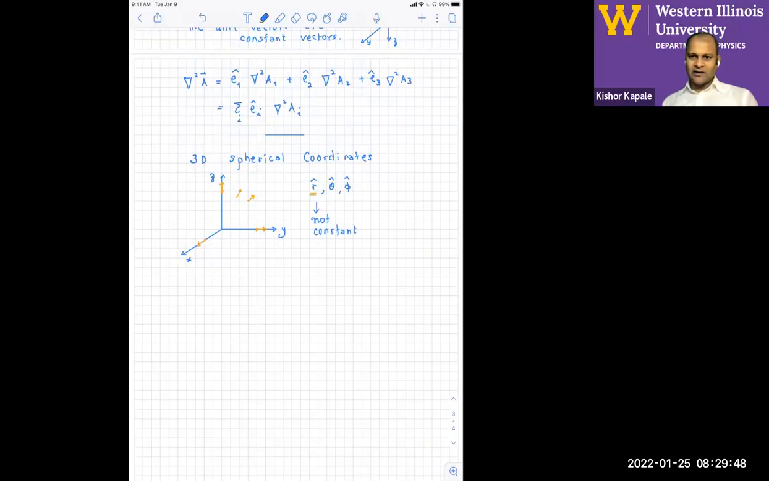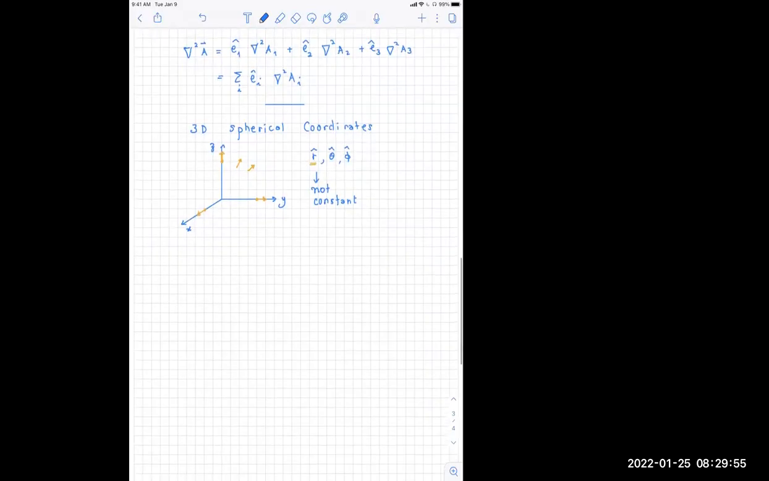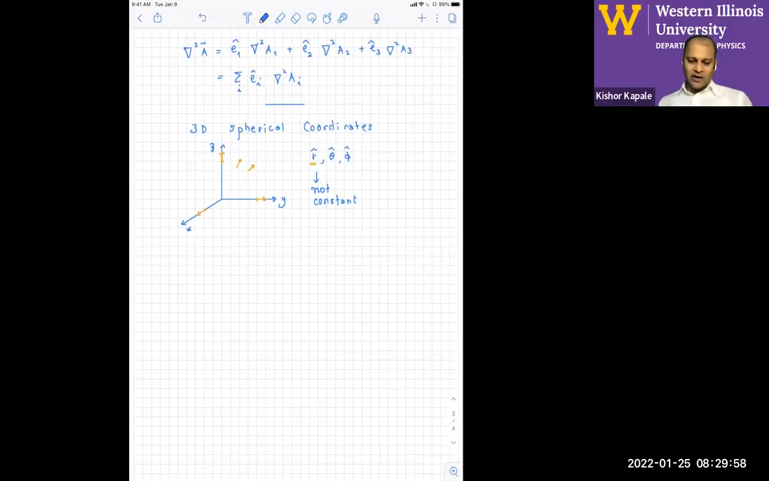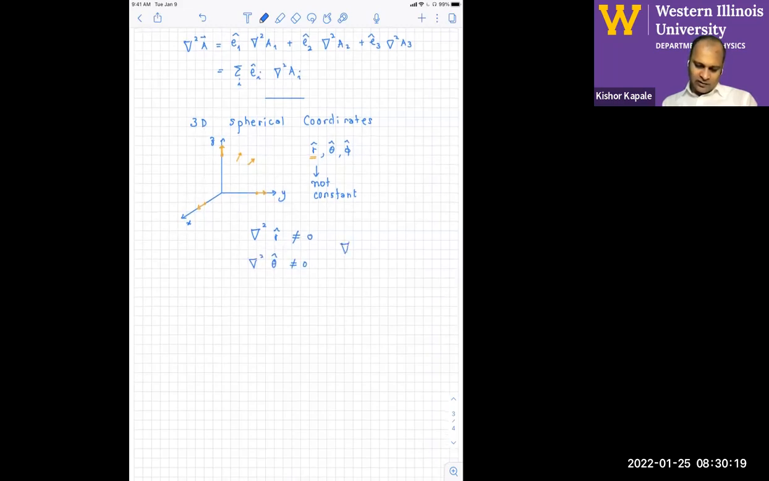What can you say about phi? Would it be constant? By the same logic, no. And so the unit vectors in any other coordinate system outside of the Cartesian coordinate system are not constant. They are fields. They themselves change, and that means del squared of r hat is now not equal to 0. Del squared of theta hat is not equal to 0. Del squared of phi hat is not equal to 0.